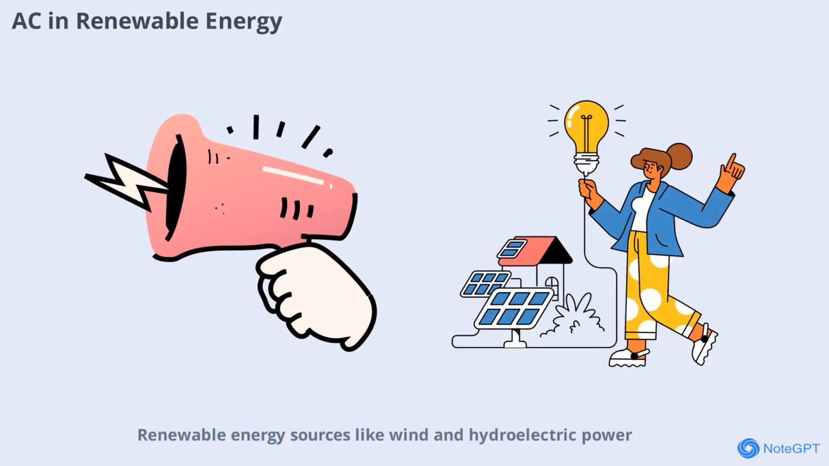Renewable energy sources like wind and hydroelectric power often generate electricity in the form of AC. These sources are integrated into the power grid using AC transmission, making it easier to distribute clean energy. Understanding how AC is used in renewable energy helps us appreciate its role in building a sustainable future.